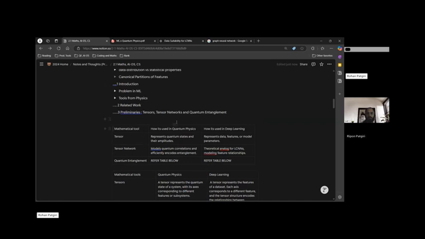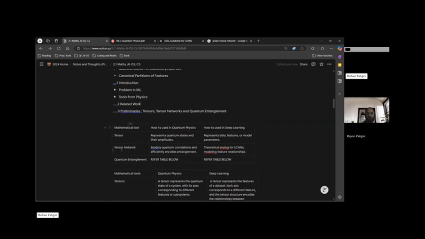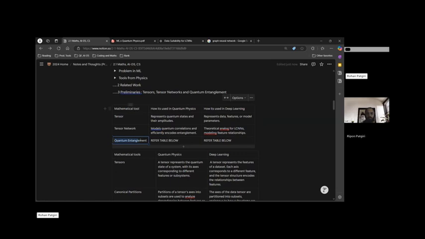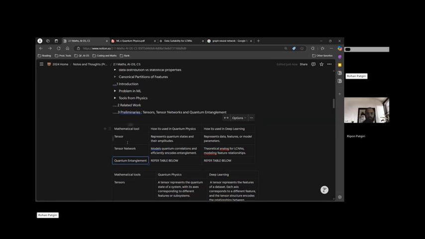Okay, so they mainly talk about two mathematical tools and this property here. Quantum entanglement is not a mathematical tool, but I'll talk about this later. So the two tools that they talk about are tensors and tensor networks. If you can see this table, there are three columns. The first one describes the mathematical tool. The second column describes how this mathematical tool is used in quantum physics. And the third column describes how these researchers have used this mathematical tool in the context of deep learning and machine learning.